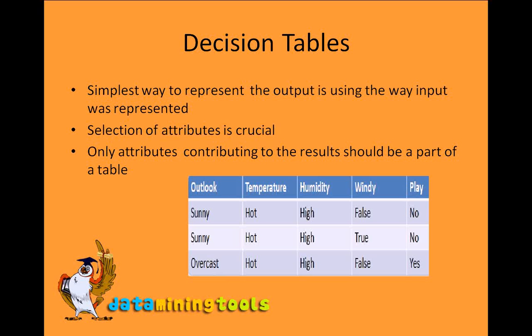So this is the simplest way to represent our output, and basically what we are doing, we are representing our output exactly the same way we represent our input. As you can see in the table below, we have our attributes, that is outlook, temperature, humidity and windy, as well as the class, that is play, in the same table. One thing which is important is the selection of attribute. Only attributes contributing to the result should be a part of the table. Otherwise, if you include attributes which do not contribute substantially to the results, then we'll end up using more time and resources to get our results.